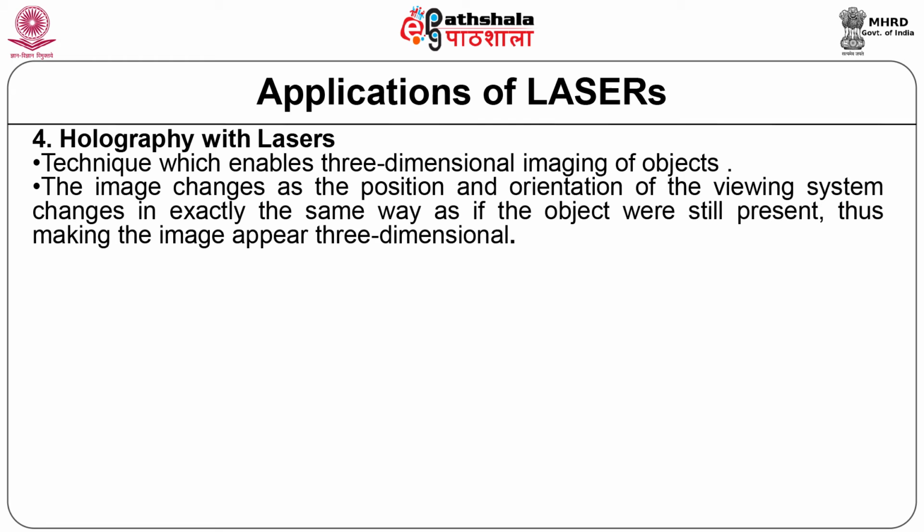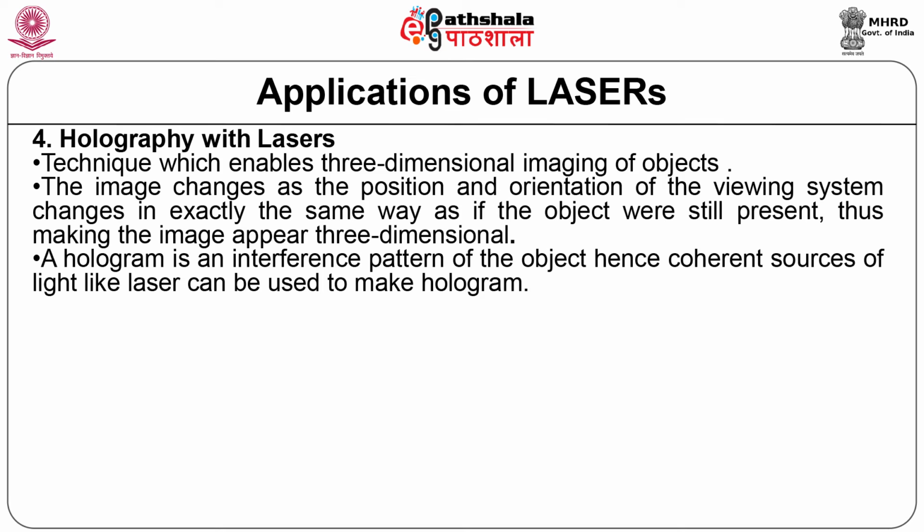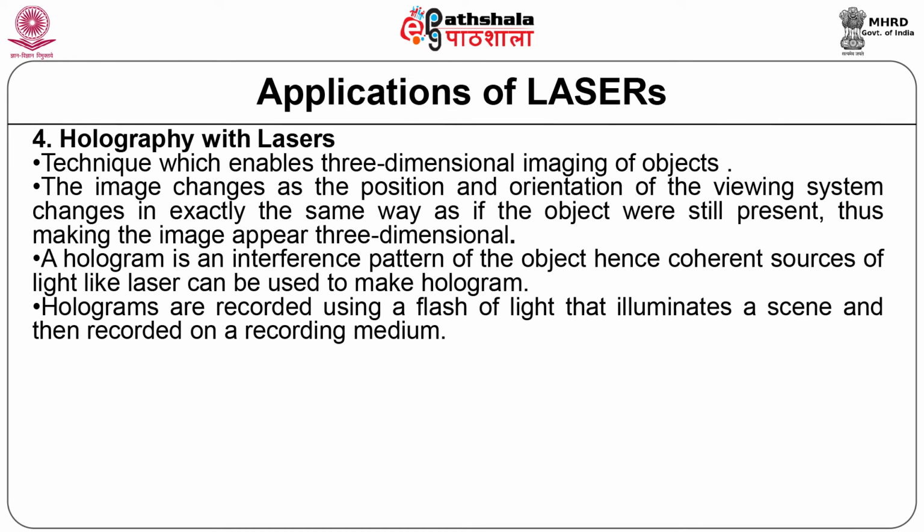The image changes as the position and orientation of the viewing system changes in exactly the same way as if the object were still present, thus making the image appear three-dimensional. A hologram is an interference pattern of an object, hence coherent sources of light like lasers can be used to make hologram. Holograms are recorded using a flash of light that illuminates a scene and then recorded on the recording medium.